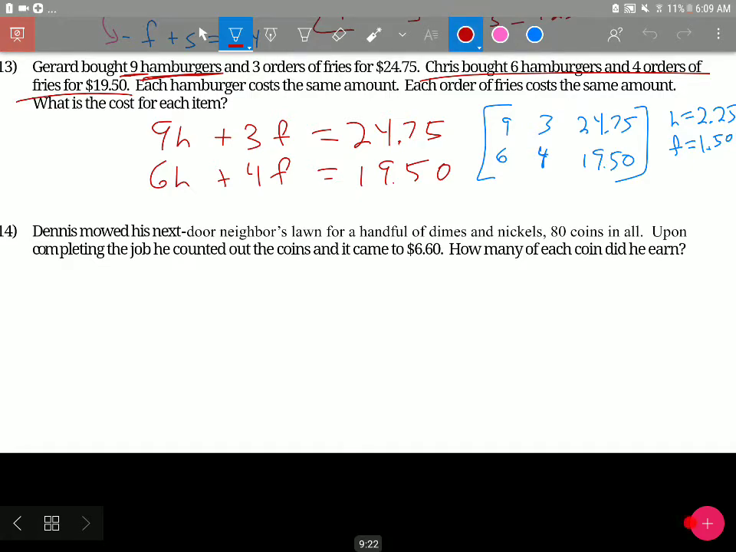Okay, so this was a little different. They give you all the information, but it doesn't look like it. So it's dimes and nickels for 80 coins. So we'll say dimes plus nickels equals 80. He counted the coins and it came to 660. So dimes, well, how much is a dime? A dime is 10 cents, so that's 0.1 times the dimes. The nickels are 5 cents, so that's 0.05 for a nickel. And that came to 6.60.